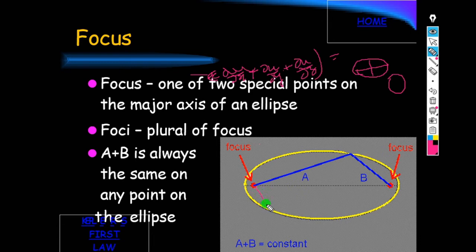If I draw a line here, A, and a line here to B, sorry, I may not be drawing correctly. So if I draw like this, the value of A and B will be the same as that of this A plus B. That means the value of A plus B is always the same at any point on the ellipse.